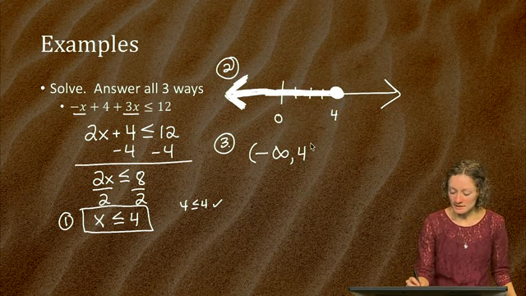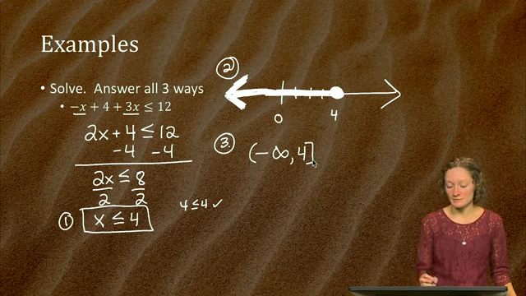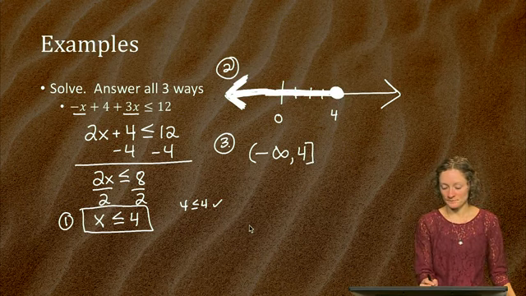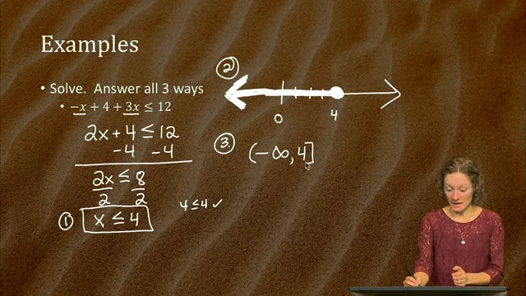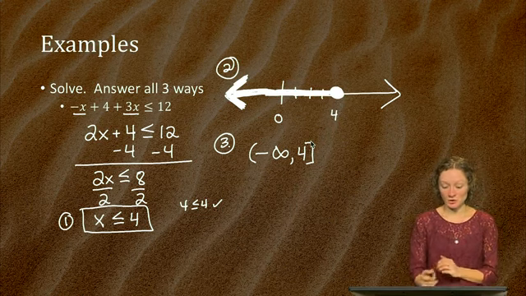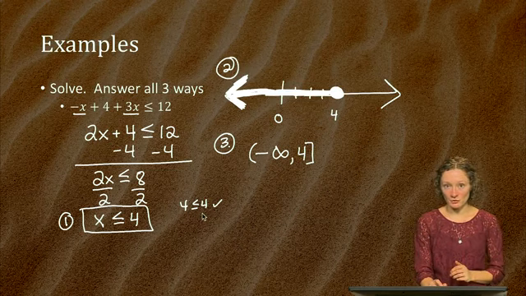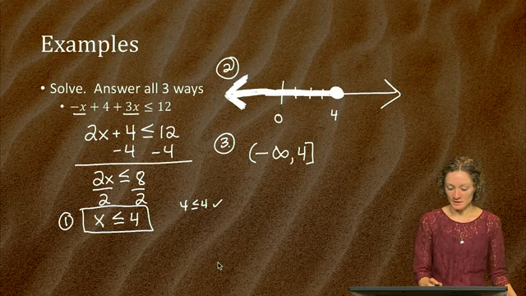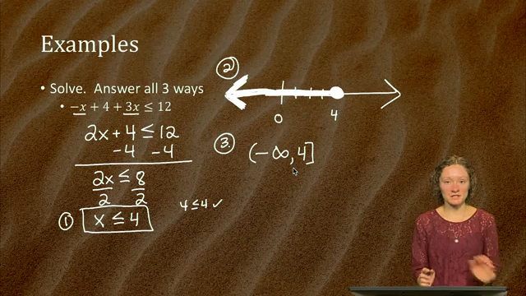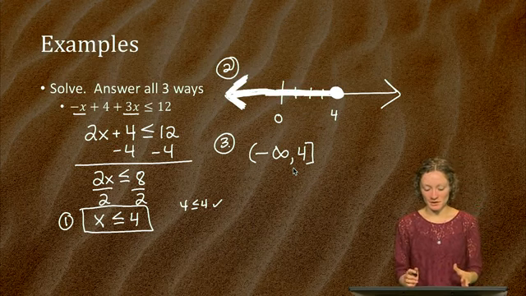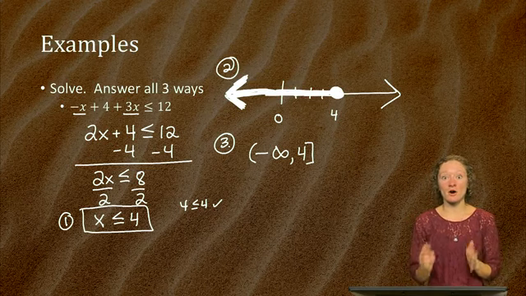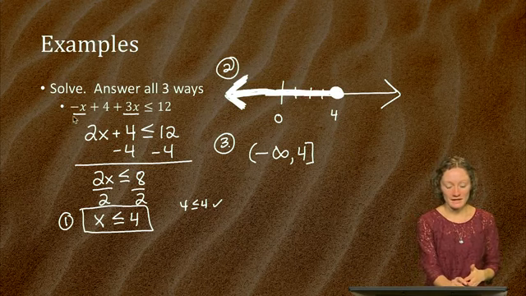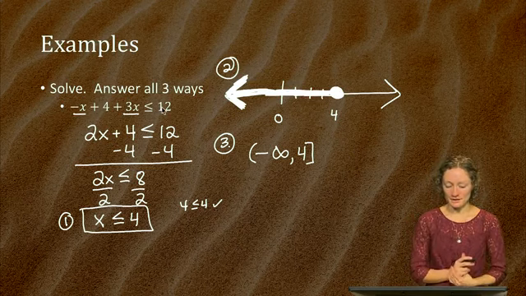And 4 gets the bracket because it's a closed circle. Closed circle signifies this is a solution. Bracket says this number is a solution. 4 is less than or equal to 4. That's true. So this interval notation solution is a different way of presenting the same information. Between negative infinity up to and including 4, that's where all the numbers fall that make this a true inequality.